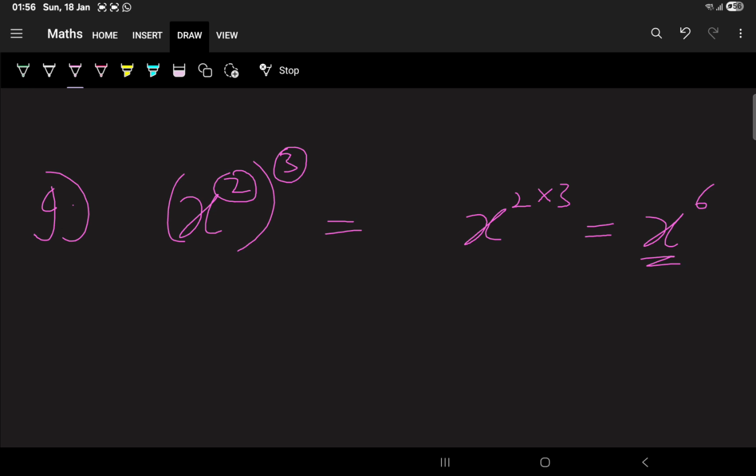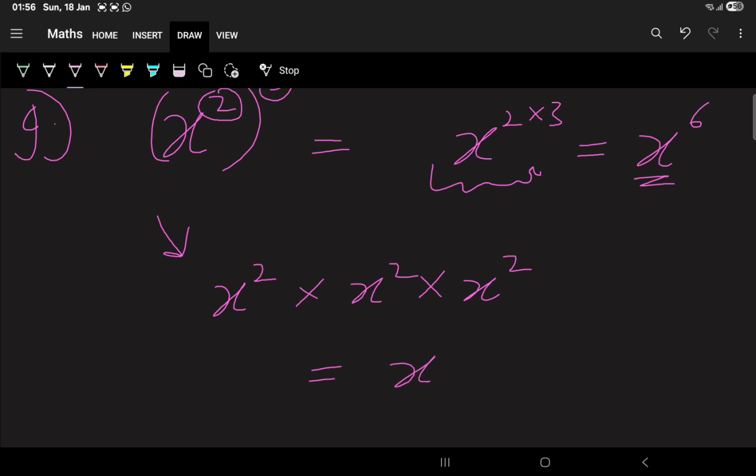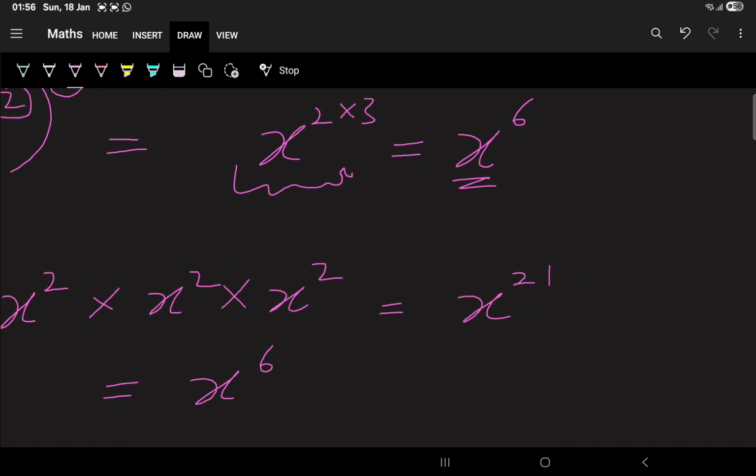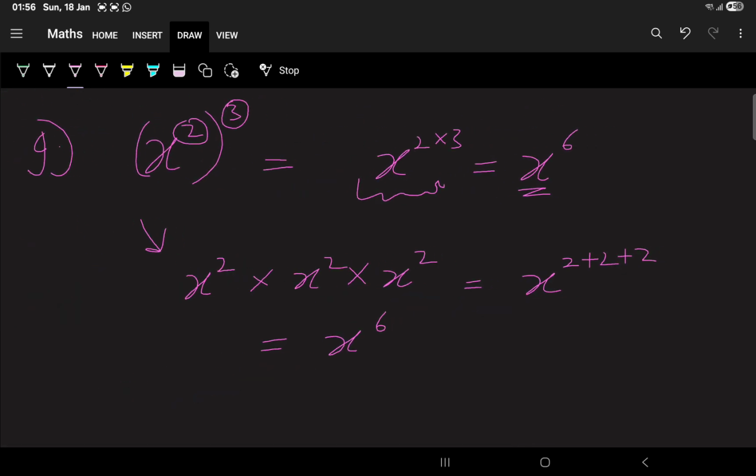Now to help you understand why, and how much easier it makes it, traditionally this would have been x squared times x squared times x squared, apologies, and this is still going to simplify to x raised to the power of 6, because this is going to be x raised to the power of 2 plus 2 plus 2. Now this is the beauty of products of indices.